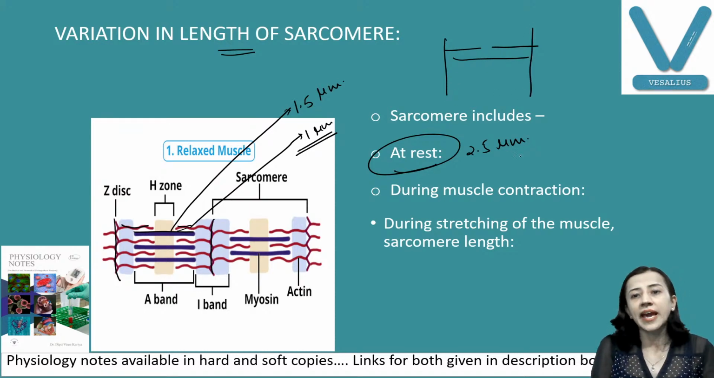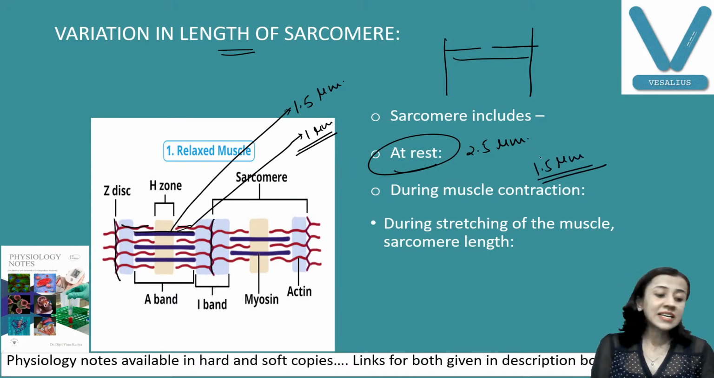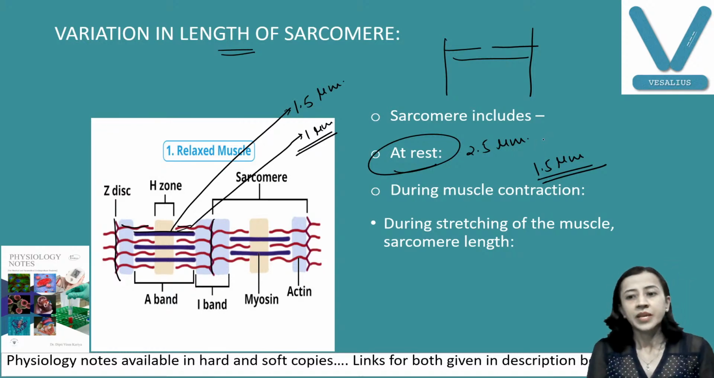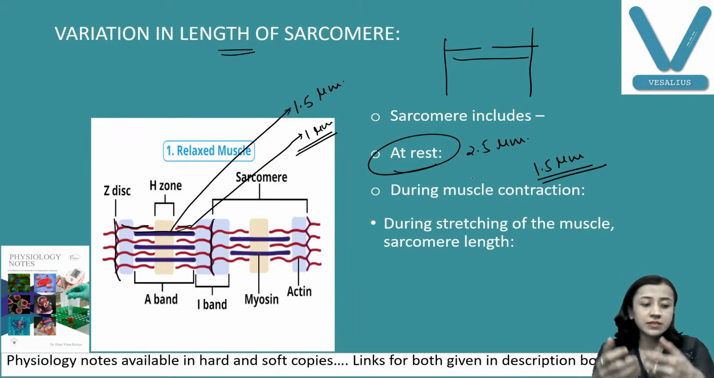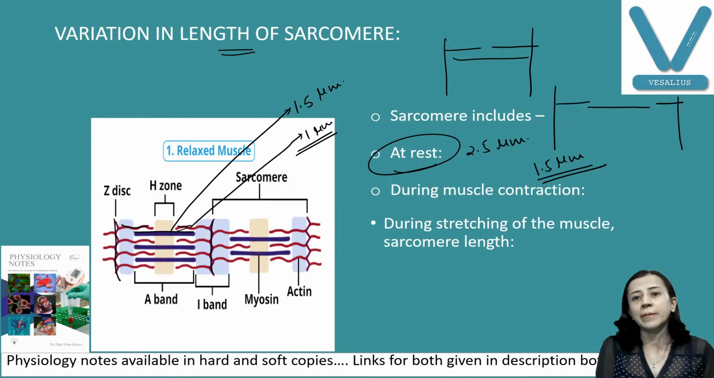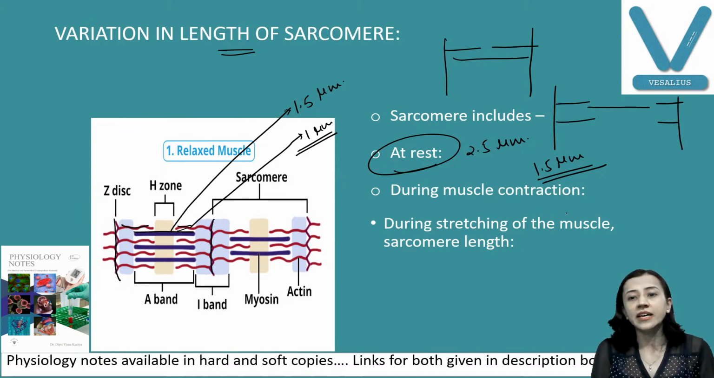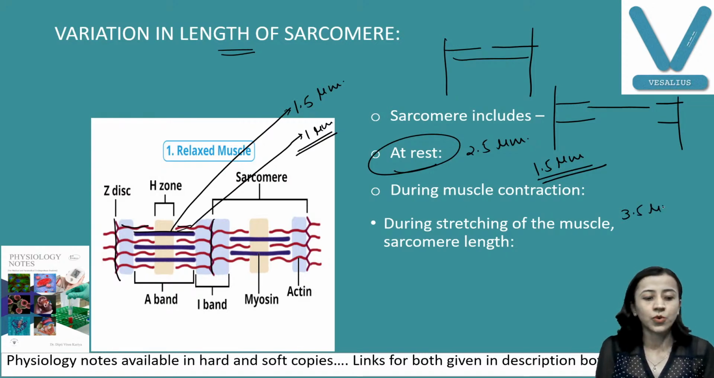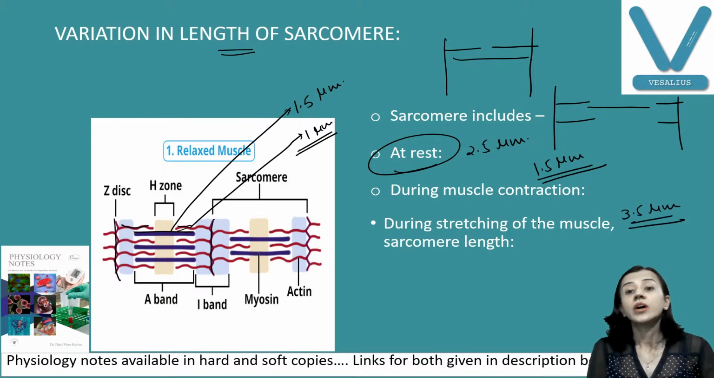So maybe as low as 1.5 micrometer. Fine. Okay, but the length of A band will not change. A band length remains same. Now during stretching, when the muscle is stretched completely, you can see here like this highest. So what happens, there is no overlapping between these two. So it may be as high as 3.5 micrometer. This is the length of the sarcomere of the skeletal muscle when it is completely relaxed.